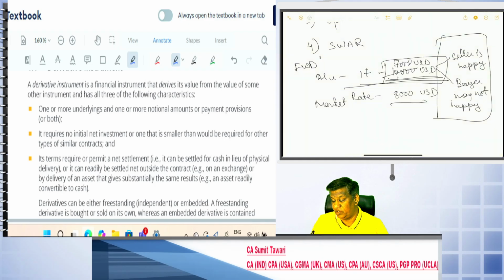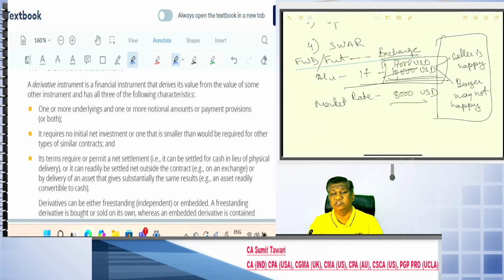In a forward, the difference is that it is a customized contract, over the counter. In a future, the same concept: both parties are under obligation, but it is routed through an exchange. It is a monitored transaction, routed through a portal or the exchange. So it is not customized. There is a fixed lot size that you can buy in a future. And the exchange is the intermediary in the transaction.